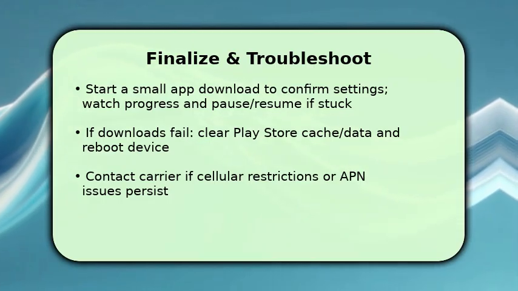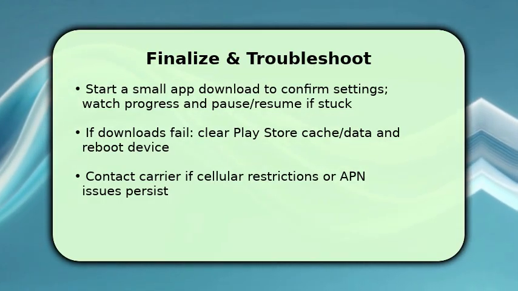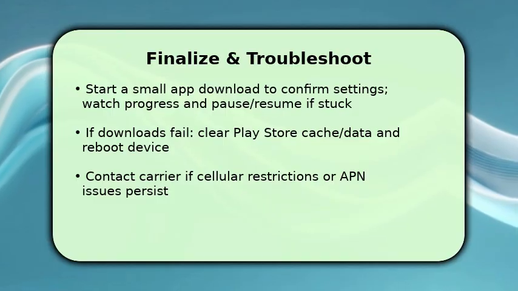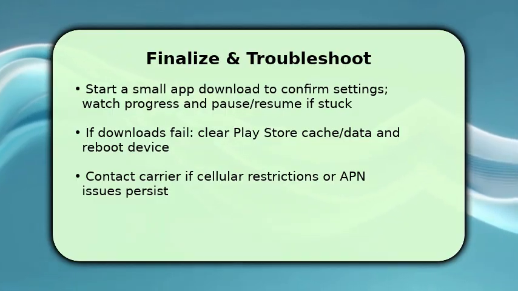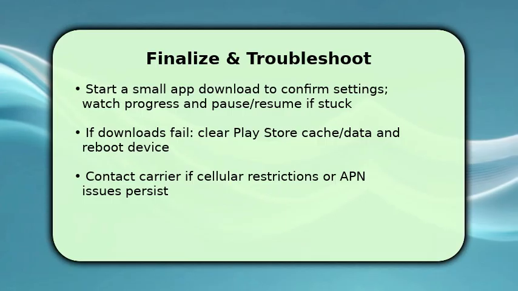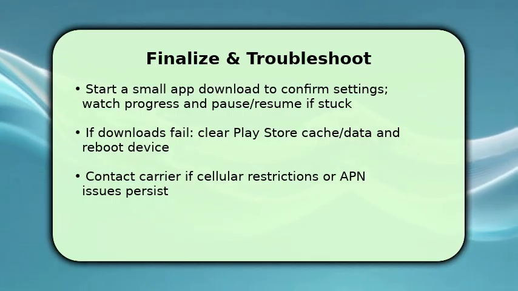If the Play Store still refuses mobile downloads, clear the app cache and data in System Settings, then reboot the phone. This often resolves corrupted state. Make sure your carrier isn't blocking large files or using a restrictive APN. If problems continue, contact carrier support.